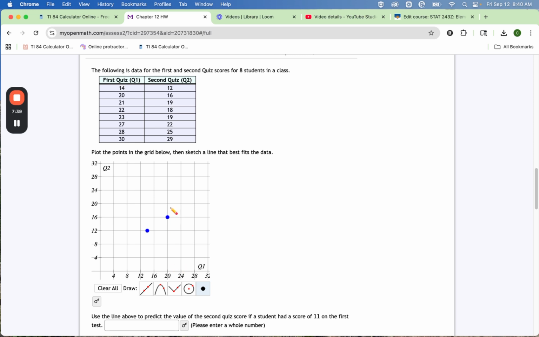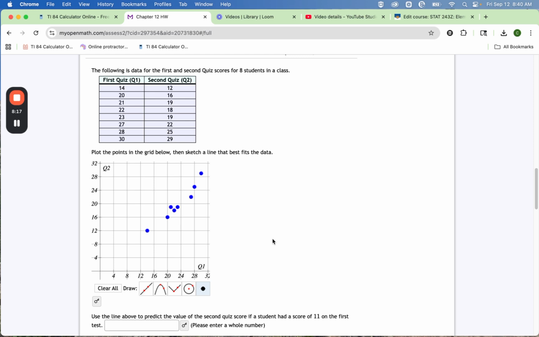21, 19, that's up right here, right? And then 22, 18 is about right there. And then 23, 19 again, about right there. And then 27, 22, about right there. And then 28, 25, maybe about right there. And then 30, 29, maybe about right there. Okay? So there's my points.